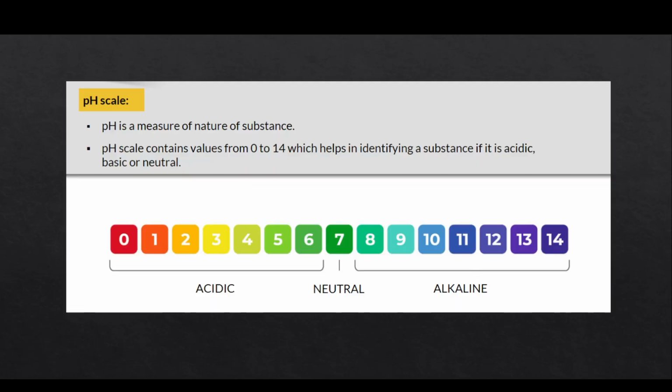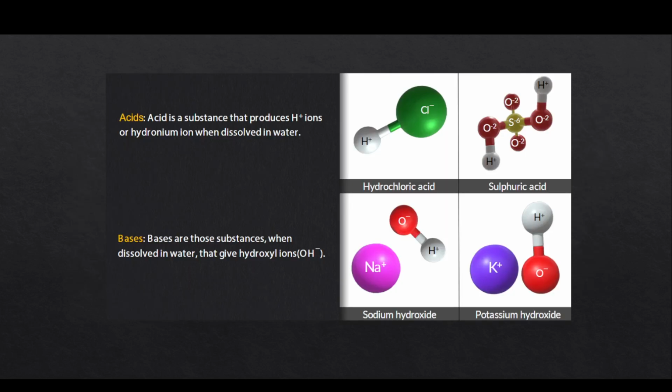Then pH, which is a measure of, before this we should talk about acid. So acid is a substance that produces H plus ions, which is also called hydronium ion, when dissolved in water. Bases are those substances which, when we dissolve them in water, produce hydroxyl ion or OH minus ion. Like hydrochloric acid, which is HCl, if you dissolve it in water, it will convert into H plus and Cl minus. So this has H plus, so that means it is acid. If you take the example of sodium hydroxide, it breaks into Na plus and OH minus. OH minus means it is base. Or potassium hydroxide, sulfuric acid, all of them.